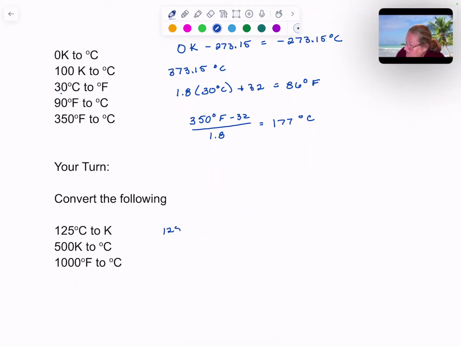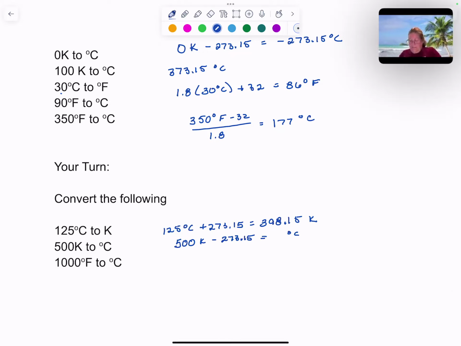We've got 125 degrees Celsius. We're going to add 273.15. And that's going to give me 398.15 Kelvin. 500 Kelvin to degrees Celsius. Okay, so we're going to take Kelvin, subtract 273.15 to get my degrees Celsius. And that's going to be about 226.